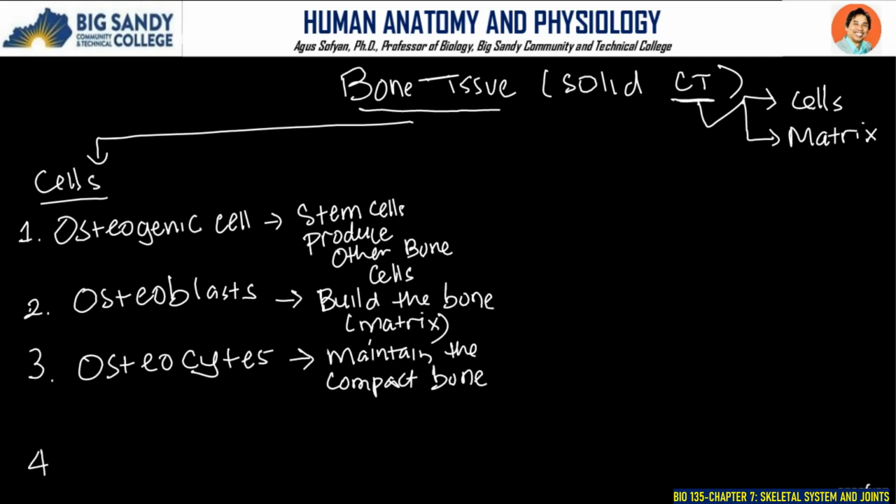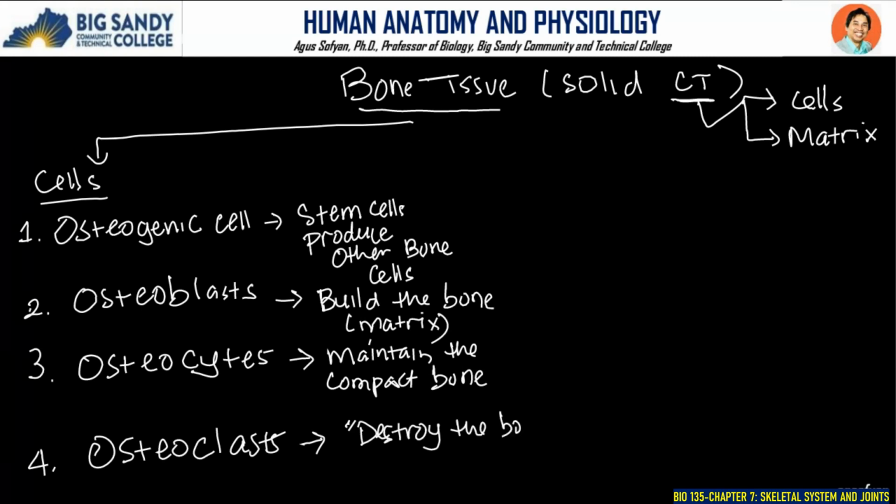And then the last one is called the osteoclast. This osteoclast is the one that we can say is destroy the bones. Okay, by resorption of matrix. So it's actually removing the matrix from the bones. So that's the functions and the name of the bone cells.